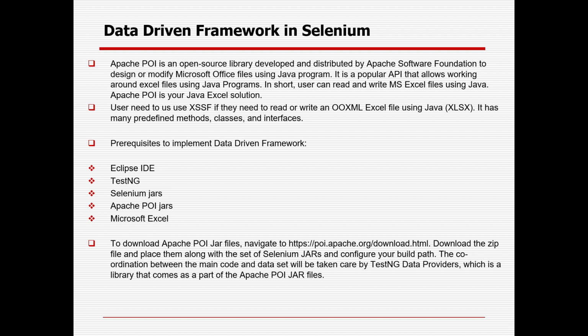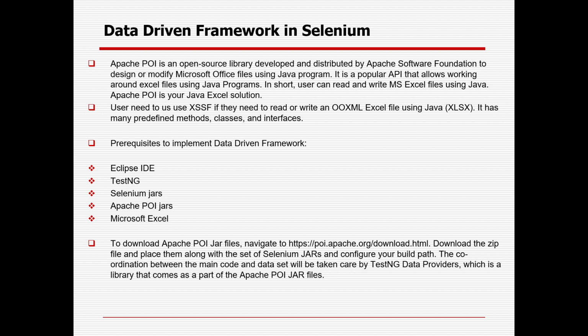So Apache POI is an open source library developed and distributed by Apache Software Foundation to design or modify Microsoft Office files using a Java program. In the last session I already shared details on how to download all the Apache POI jar files. After creating the Java project, you need to associate all the Apache POI jar files to your project. Then you will get the relevant methods, functions and classes from Apache POI, like XSSFWorkbook, XSSFSheet, all this stuff.